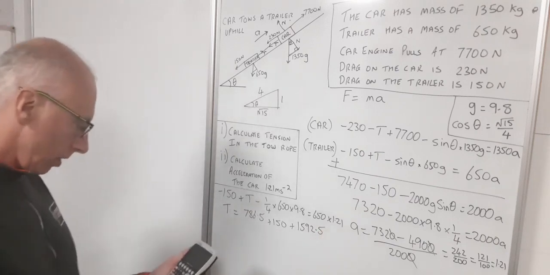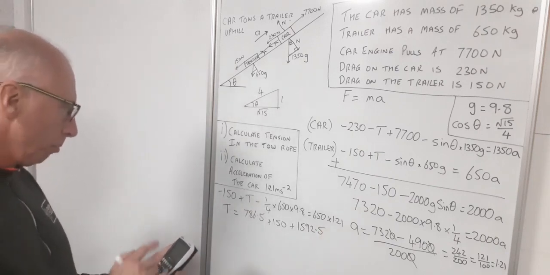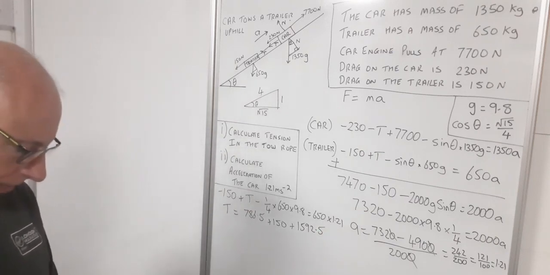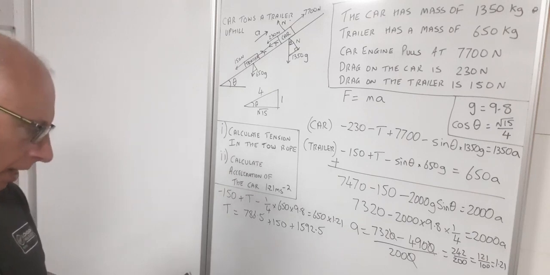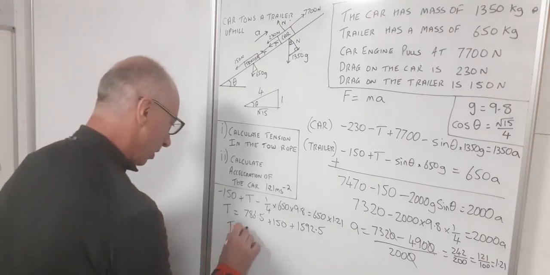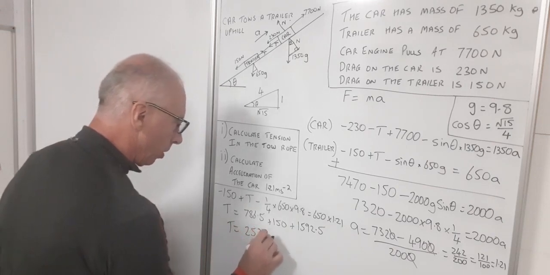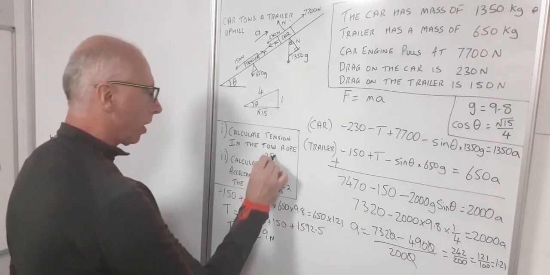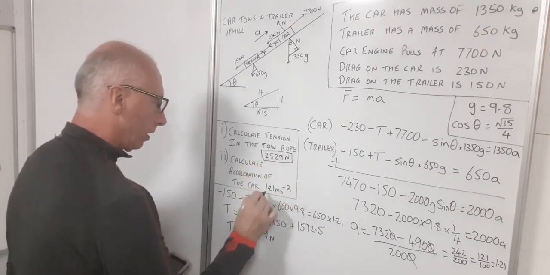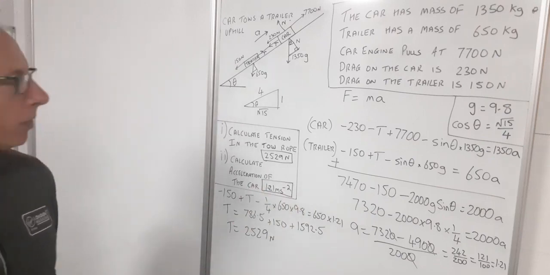So let's work this out. 786.5 plus 150 plus 1592.5, and that's going to give me 2529. And the answer will be in newtons. So I've got 2529 newtons. So there we have our two answers to the question. Okay.